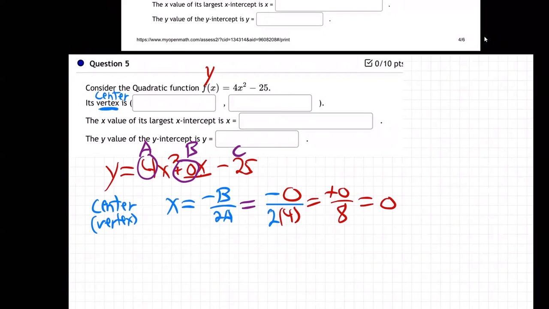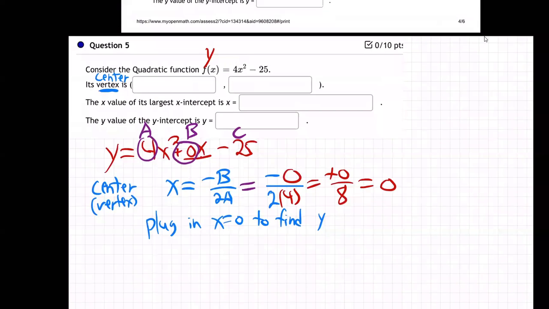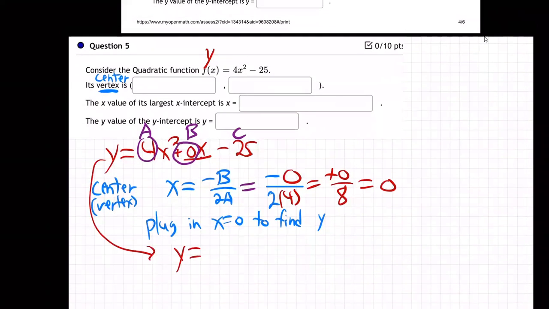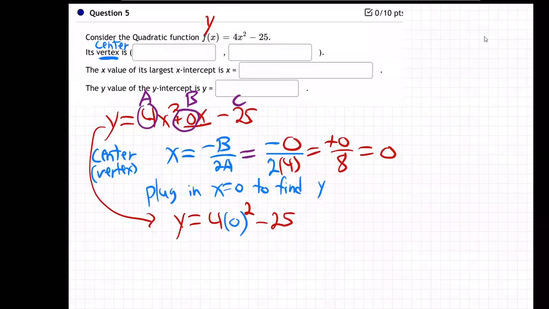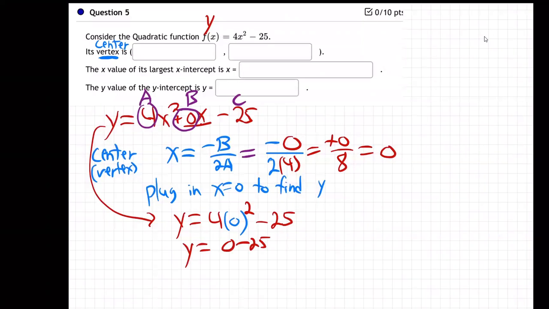Now, how do we get the y value? We plug it in, don't we? Plug in x equals 0 to find y. Plug in where? In the original equation. Just grab it right here. Y equals, now remember when you plug in, you got to put parentheses around what you're plugging in. That's important. These little things I'm doing matter. We got to make sure you put parentheses around it. So I put parentheses around the 0 and plugged it in. And so what do we get then? Well, that's just going to be 0 minus 25. So y equals minus 25.